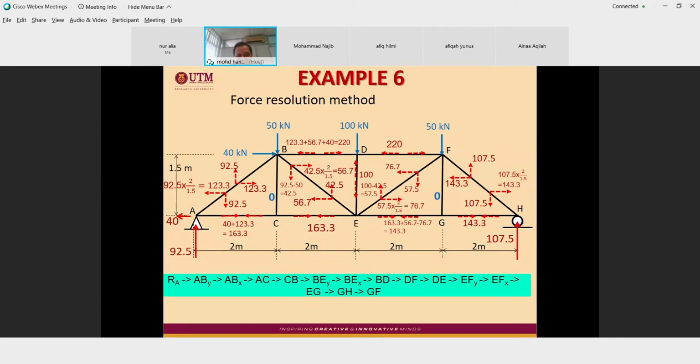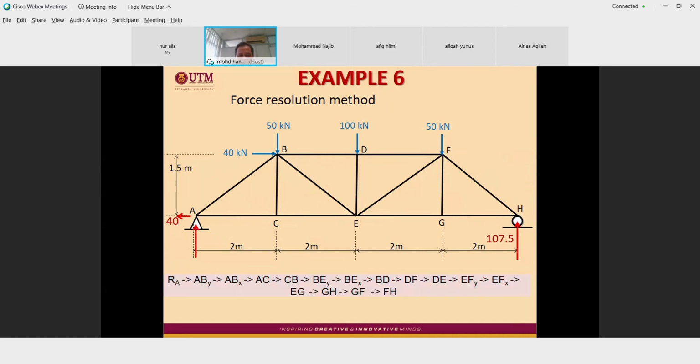It is quite tedious, and you tend to make an error, but similar to the joint method, we have to check the error at the last point. You will see later. But this slide is quite difficult for you to understand which one comes first, step by step. So I use another slide here.